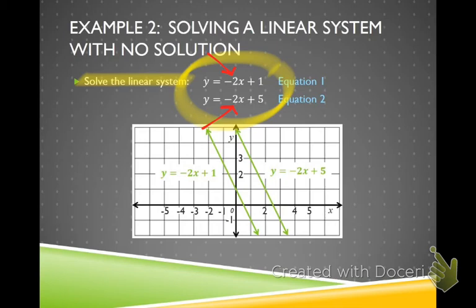Now I'm going to go ahead and give you a hint. On one of your homework problems, one of them will either be no solution or infinite solutions. We're about to learn infinite solutions. It's going to be one of them, okay? So if it's no solution, the equations have the exact same slope, right? Any questions? All right?